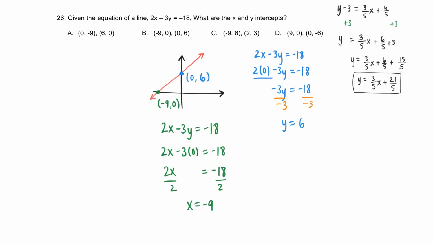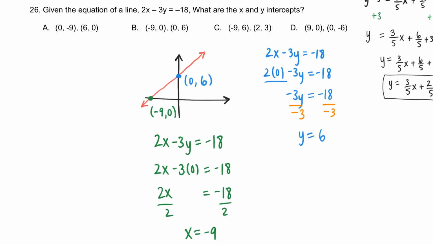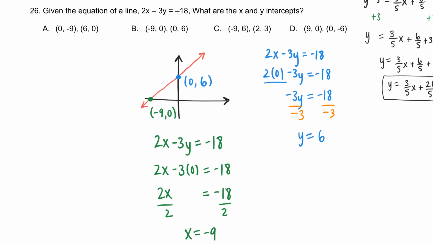So what you've got here is your two intercepts, and if you have 2 points on the line, you can actually draw the line now. They don't want us to draw the line, but I was just showing you visually what's going on here. What would the answer be here? We need negative 9 comma 0 and 0 comma 6. So I believe that's answer choice B there.